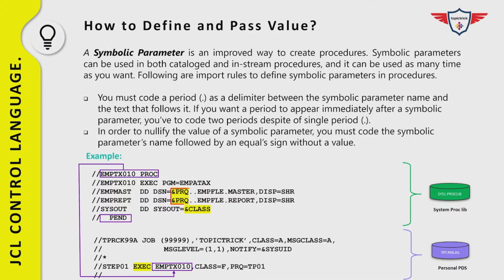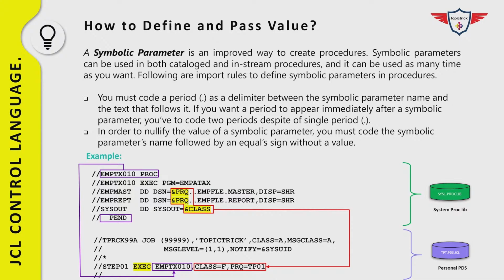If you look at the dataset name, you will notice that instead of using a high-level qualifier, I've used a symbolic parameter. In this case, the symbolic parameter is &PRQ., and I pass the value of this symbolic parameter when I'm calling the catalog procedure. If you look at the sample JCL underneath, there's a STEP01, which is an EXEC statement invoking the catalog procedure EMPTX010. After the name of the catalog procedure, you have a comma followed by the values that I want to pass to these two symbolic parameters.